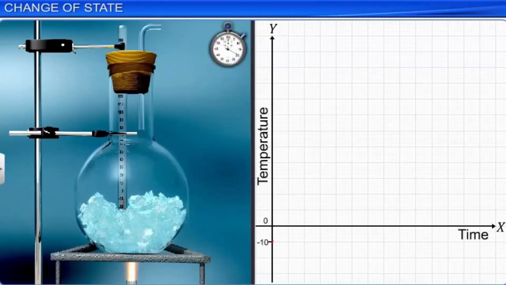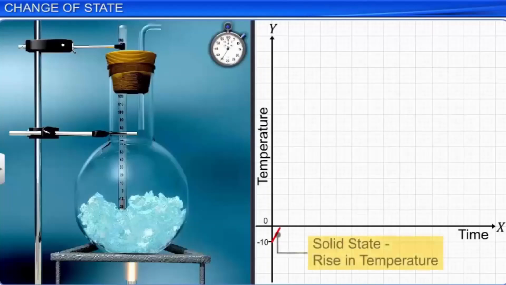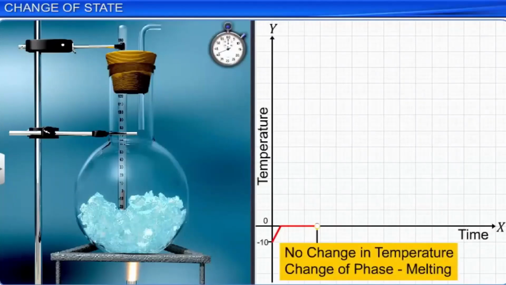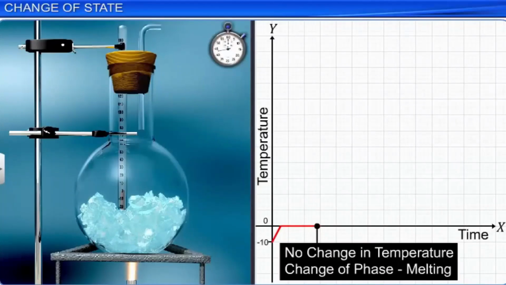Initially, we observe a rise in the temperature of the ice as it absorbs heat energy. This continues till the ice attains a temperature of 0 degrees Celsius. If we continue heating the flask, strangely, we don't observe any rise in the temperature in the ice cubes. But we can observe some of the ice cubes melting.